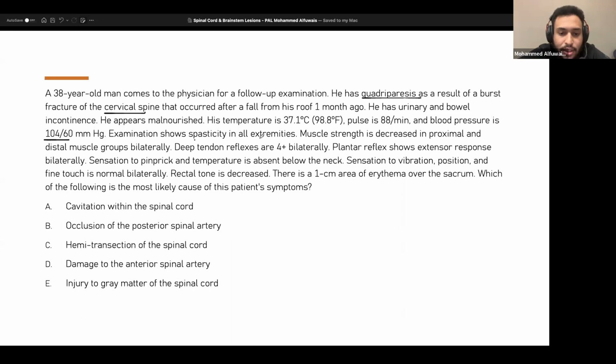Examination shows spasticity in all extremities. Muscle strength is decreased in proximal and distal muscle groups bilaterally. Deep tendon reflexes are 4+ bilaterally. Plantar reflex shows extensor response, okay, bilaterally. Sensation to pinprick and temperature is absent below the neck. Sensation to vibration, position, and fine touch is normal bilaterally. Rectal tone is decreased. There's a 1 centimeter area of erythema over the sacrum. Which of the following is most likely the cause of this patient's symptoms?